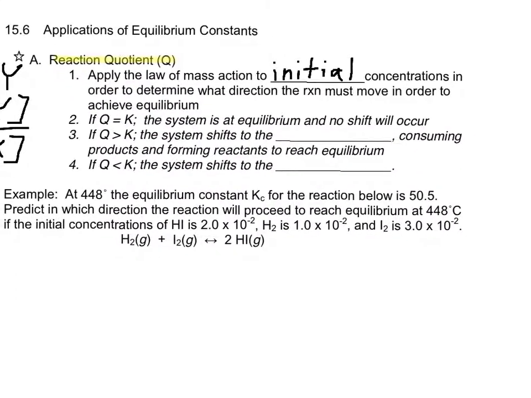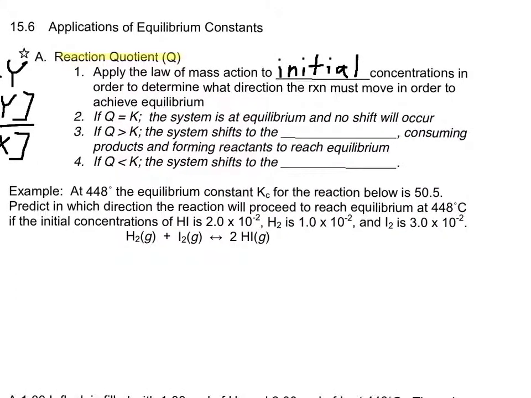In other words, guys, the main thing we need to know is this right here. If K is equal to Q, then we're already in equilibrium. If Q is greater than K, then our reaction is going to be heading to the left in order to use up products and make reactants. And if Q is less than K, it's going to be going to the right. So those are our major things to know: equilibrium, if Q is greater, it goes to the left; if Q is less, it's going to the right. So let's take a look at an example problem.